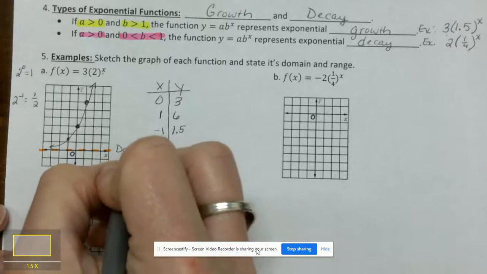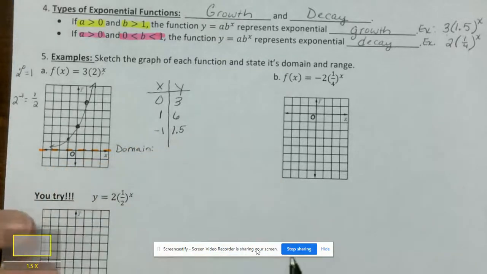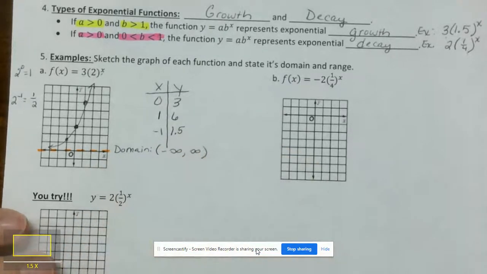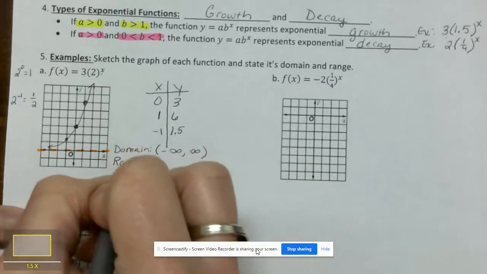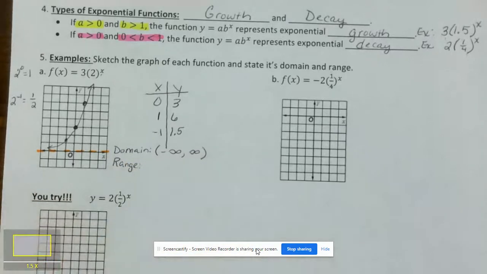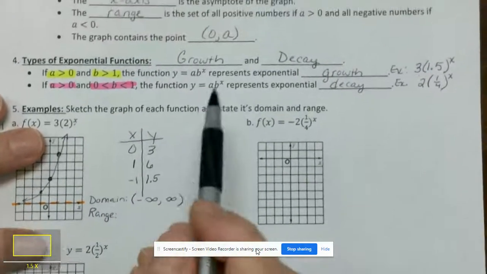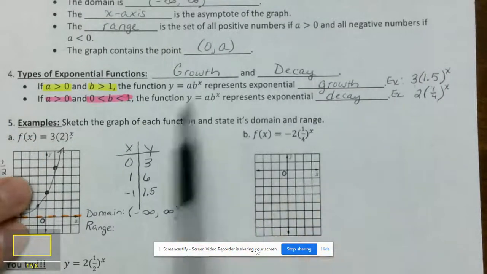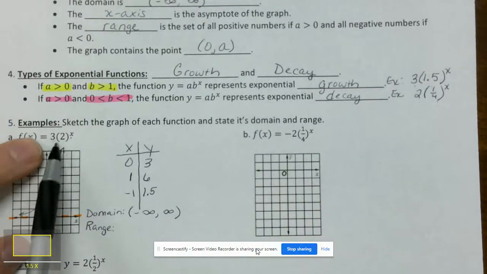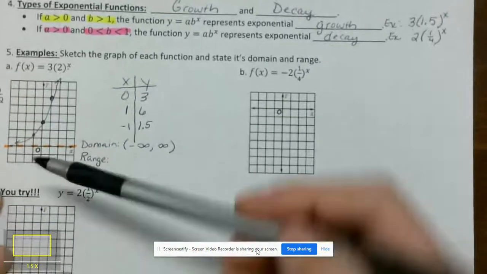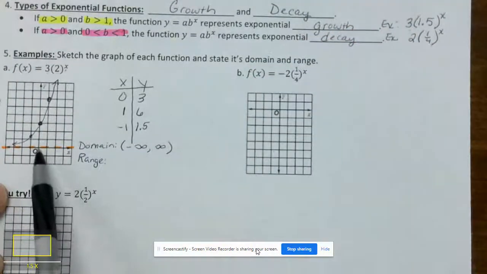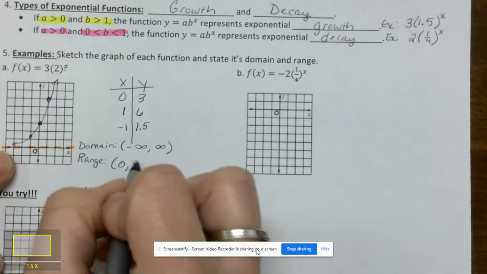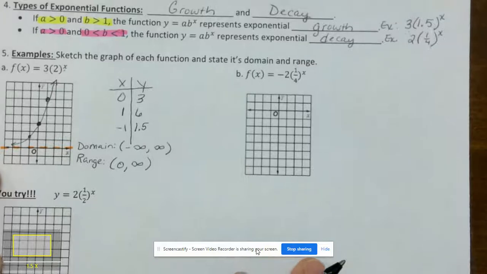Now, the domain of all exponential functions is negative infinity to positive infinity. It's always that. Your range, and I gave this to you in the previous video, but I'm going to refer back to it. Your range is the set of all positive numbers if a is greater than 0. So my a is greater than 0 here, it's 3. And you can tell your range are your y values, so they're going to be everything from 0 up to infinity. So my range is 0 to infinity.